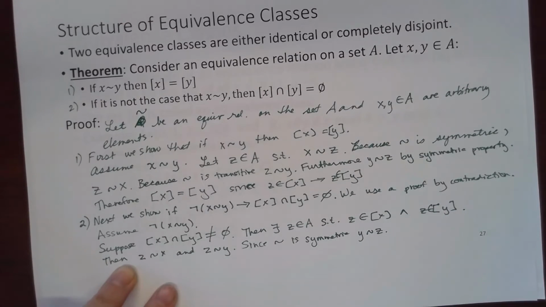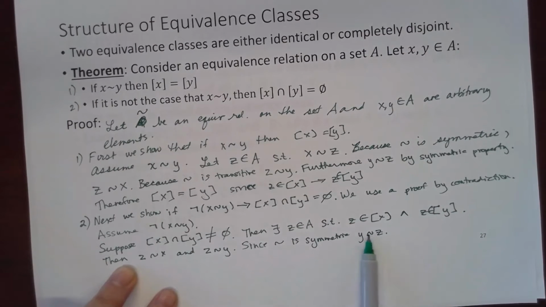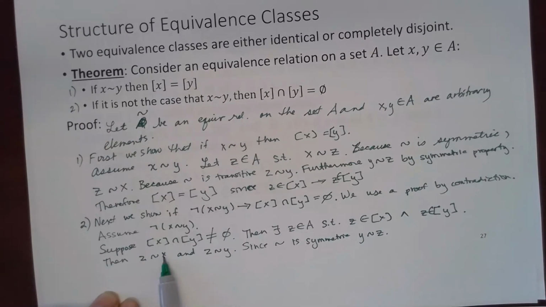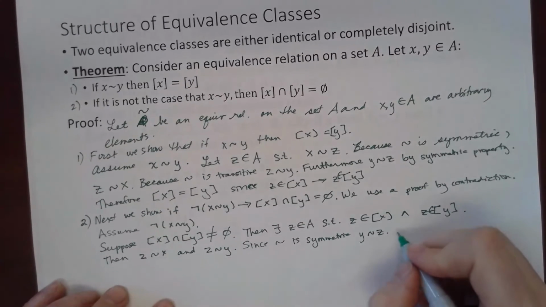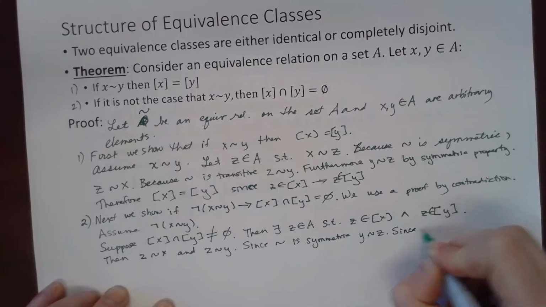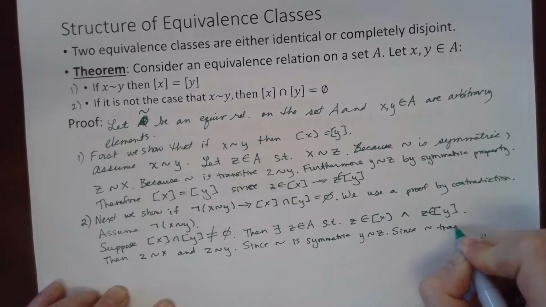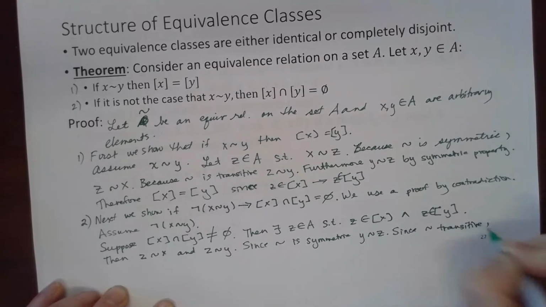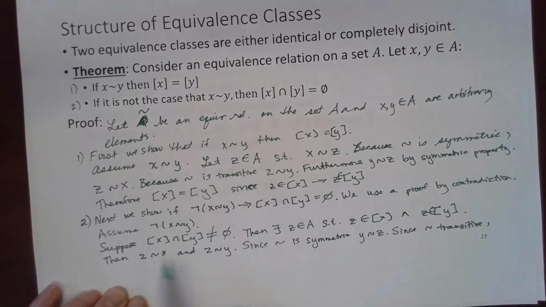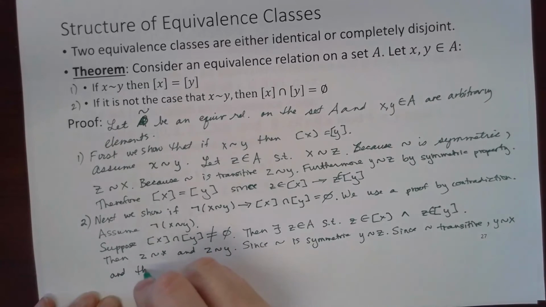Okay. And now we have this. Y is related to Z. Z is related to X. Okay, so since this is transitive, Y is related to Z, Z is related to X, so we get Y related to X. And then X is related to Y by symmetry.